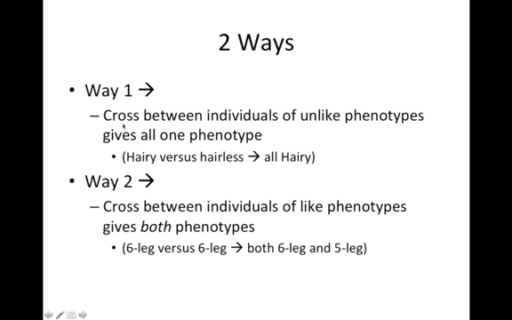Okay, so we have our two ways of solving this problem. Either of these is a great way to answer those problems on the homework, either with a cross between individuals of unlike phenotypes that give us all one phenotype, so hairy versus hairless, giving us all hairy. Or a cross between individuals of the same phenotype that give us both phenotypes, so six leg versus six leg, with the descendants being both six leg and five leg.